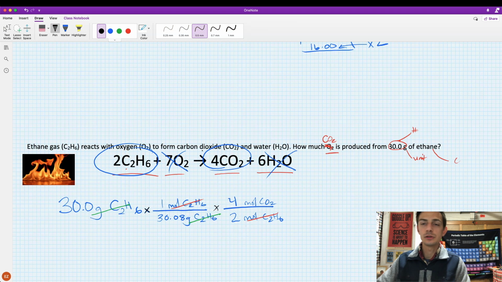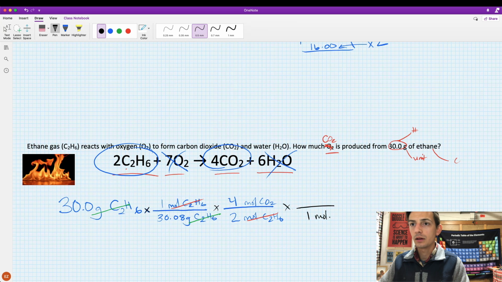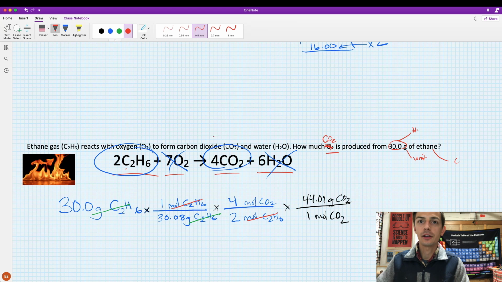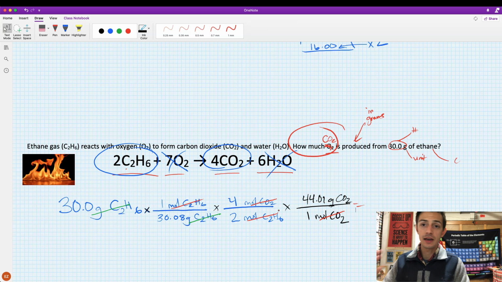Final step is to multiply by the molar mass of carbon dioxide. So 1 mole of CO2. Now I'm out of moles, and the molar mass is 44.01 grams of CO2. And now I can cross-cancel again. And I'm in grams of CO2. How much CO2? Again, this should have said grams. In grams. But now I just have some math to do.